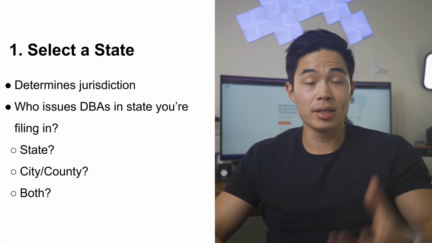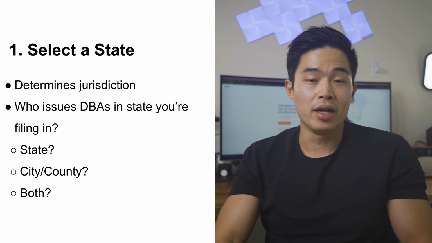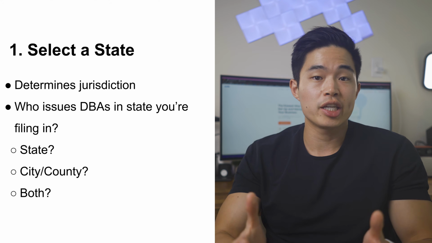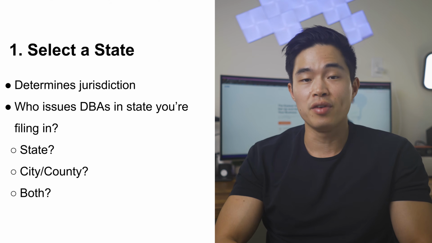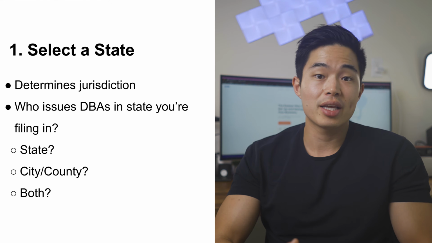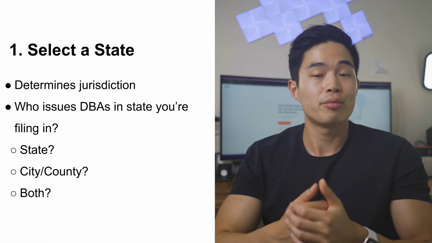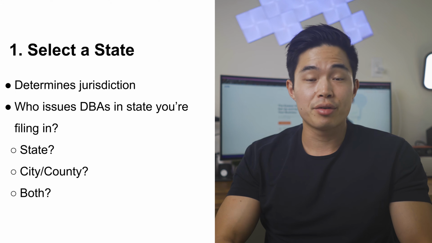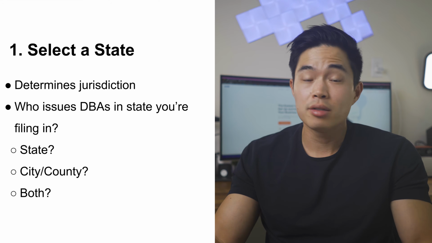Step 1 is selecting a state. Selecting the state you're filing in basically determines the jurisdiction your DBA is going to fall under. So in simpler terms, it's going to decide who issues and regulates DBA names. It could be either the state itself, the county you're filing in, or both. For the most part, the state will be doing the issuing and regulating of DBA names. However, there are 9 states, including Washington, D.C., that issue DBAs at the county level. So be sure to check your state's requirements.